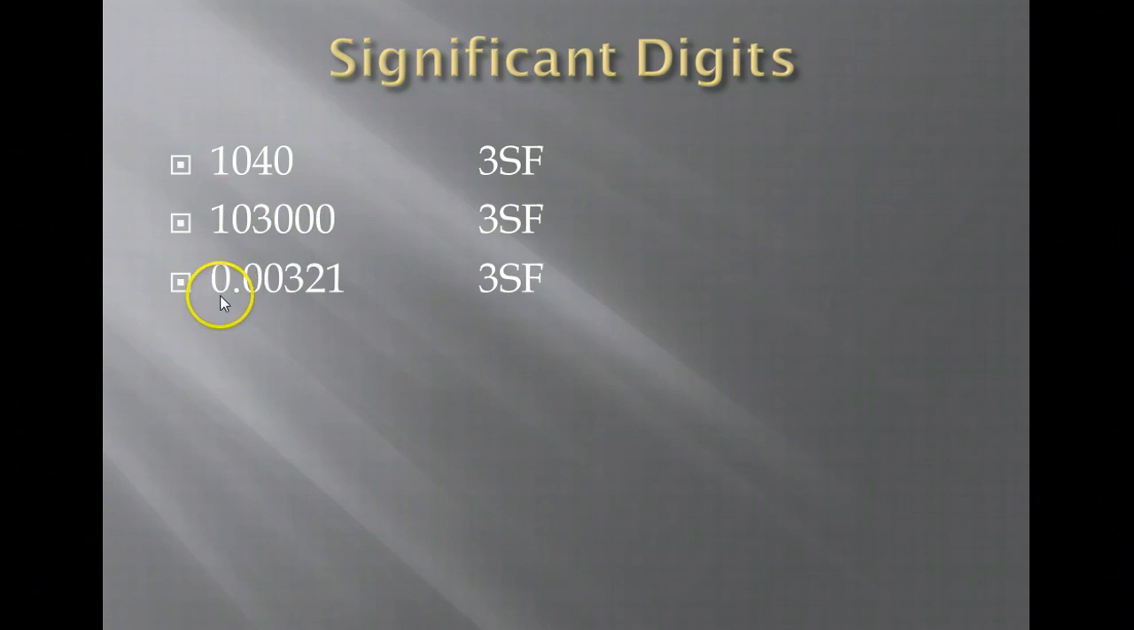In this value here, we have 3 significant digits. We do not count the zeros at the beginning of a number. Instead, we start at the first significant digit, which is a 3. So we have a 3, the 2, and the 1.